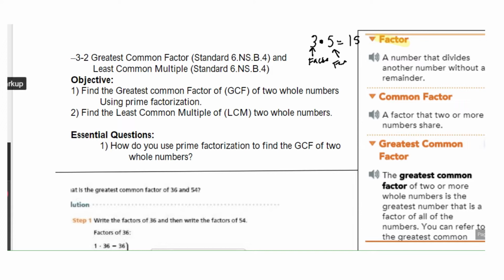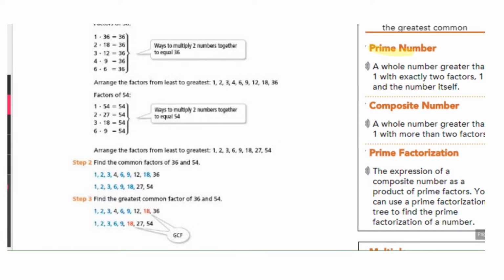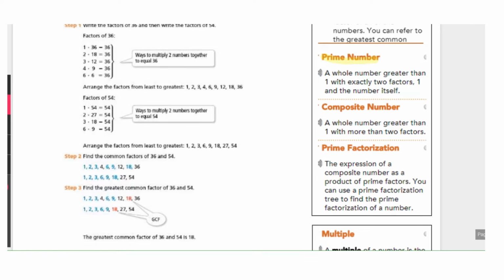All right, then you need common factors. That's in common, basically. And then you have the greatest common factor. That's the highest number that's going to be a factor that's common. So greatest, the highest; common, same; factor. It has to be a factor. Prime number. A prime number is going to be a whole number greater than 1 with exactly two factors: 1 and the number itself.